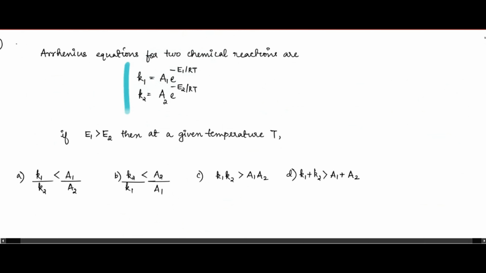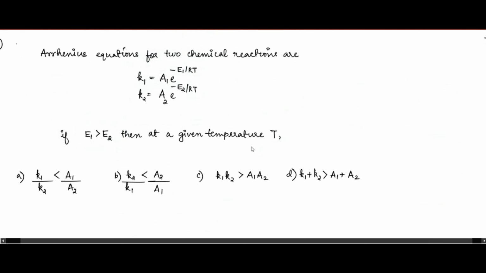So they have given the rate constants and the activation energies of the two reactions. They have already given that E1 is greater than E2. What is E? E is the activation energy. For a reaction to take place, we have to supply some energy. That is the activation energy, at some random temperature T. In both cases, T is fixed. Then which of the following options is correct? That is the question.